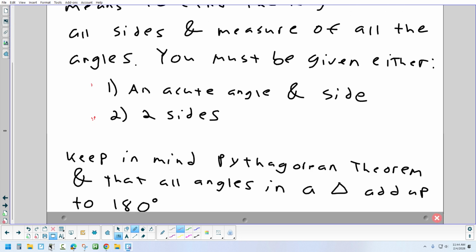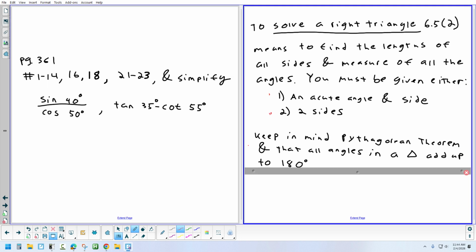So a couple of things that we can use when we're solving triangles. The Pythagorean theorem is one formula that we'll use. And the other fact we can use is that all the angles in a triangle add up to 180. We won't be using radians, so you don't have to worry about any conversion between radians and degrees. It's all degrees.